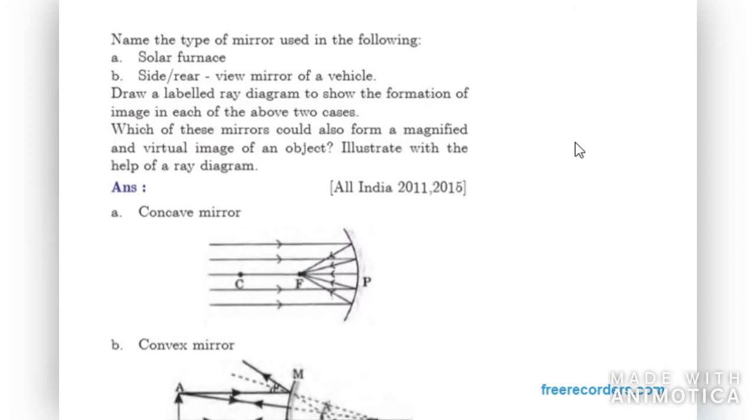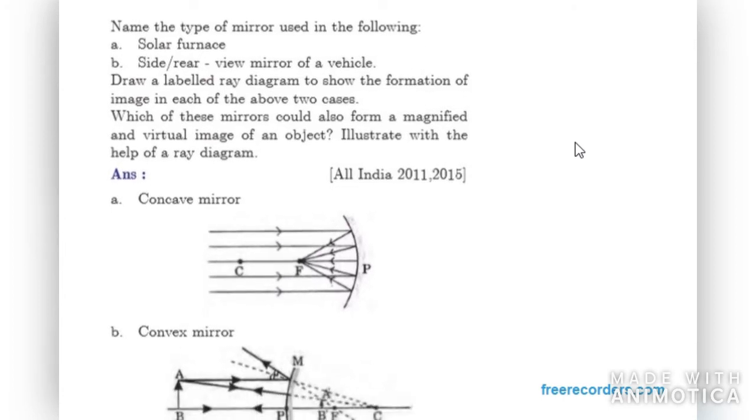Now moving on to next, it says name the type of mirror used in the following. Solar furnace. So we use a concave mirror in any case of the solar panel or solar furnace or solar concentrators. We always make use of a concave mirror because they are converging mirrors. B part, side rear view mirror of a vehicle. So in that we use a convex mirror.